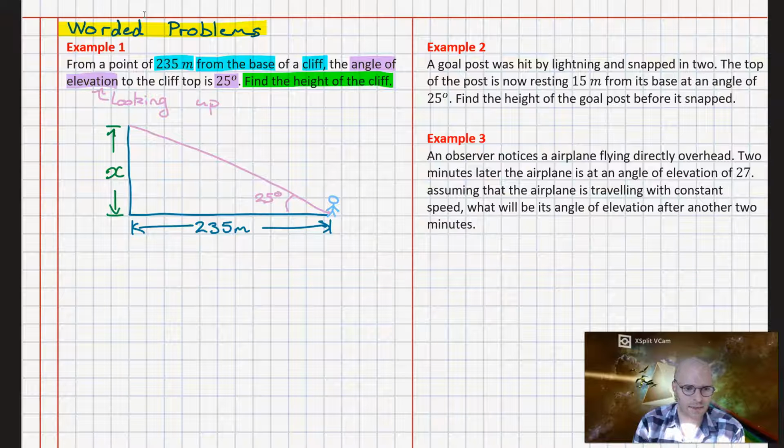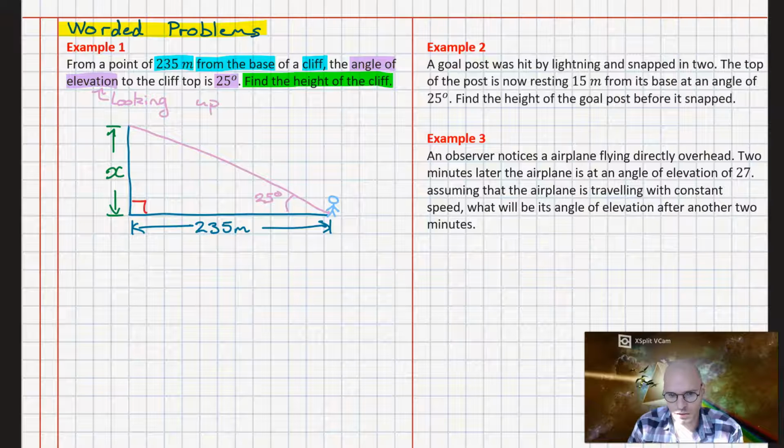The only key feature that we still need to add is a right angle in here. We're making the assumption that the cliff goes up 90 degrees from the ground, which is fairly reasonable to assume. Now we need to look at the features on our diagram, label them accordingly, and then solve for the unknown x.